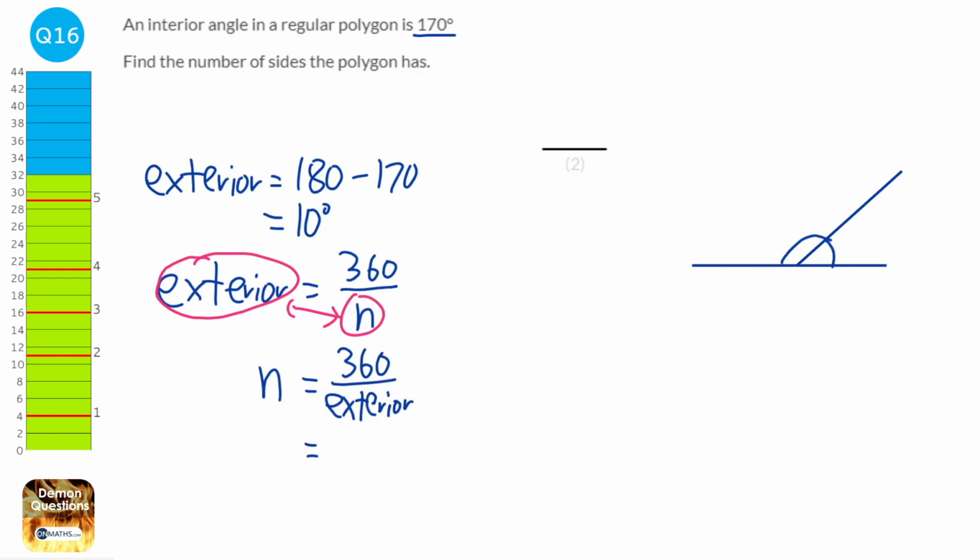So 360 divided by the exterior angle. Well, we know that the exterior angle is 10, therefore n is 360 divided by 10, which would be 36.